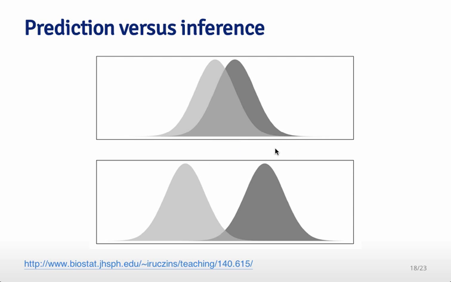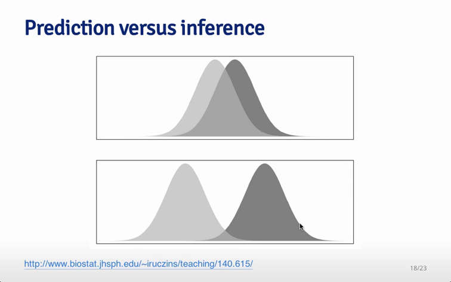But if I tell you, for example, that I've observed a value that comes, say, right here, it's very difficult to know which of these two populations it came from because it's relatively likely that it came from the light gray population, but it's also relatively likely that it came from the dark gray population. So it's very difficult to tell the difference.